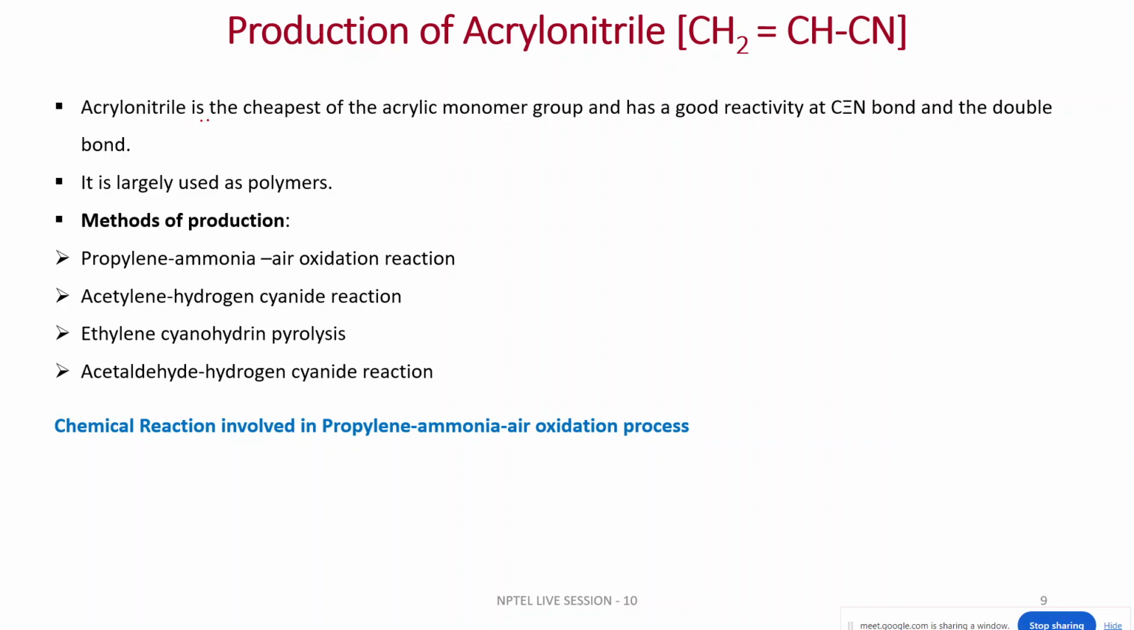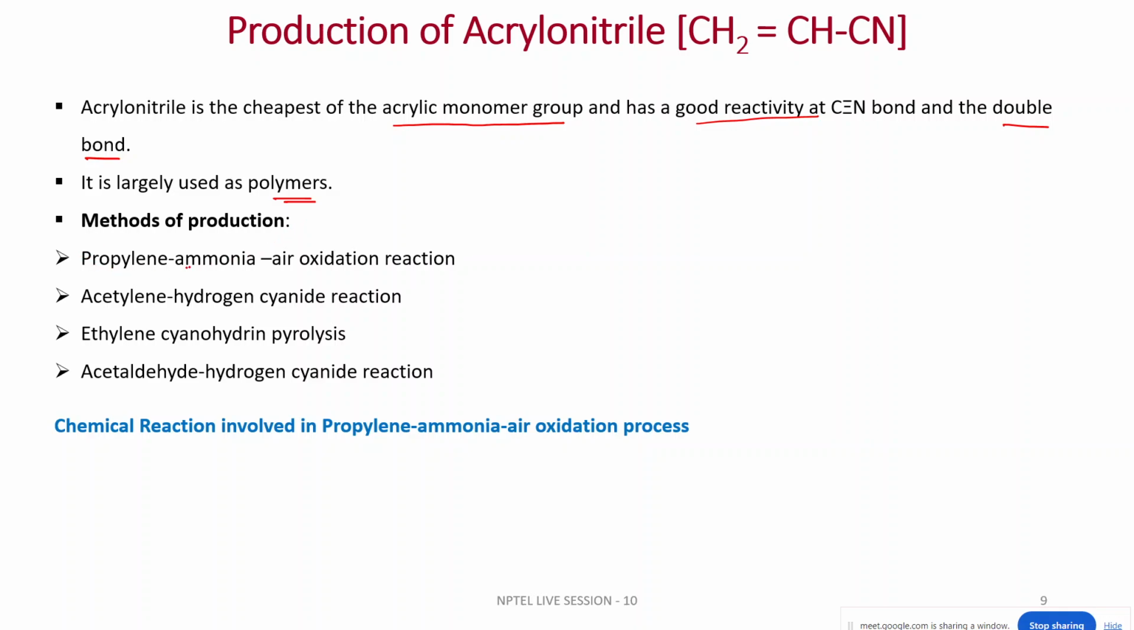So this acrylonitrile is the cheapest of the acrylic monomer group and has a very good reactivity to the C triple bond cyanide bond and the double bond as well. And it is largely used as a polymer. So we will now discuss the production methods available to produce the acrylonitrile, which is highly used in the polymer industry.